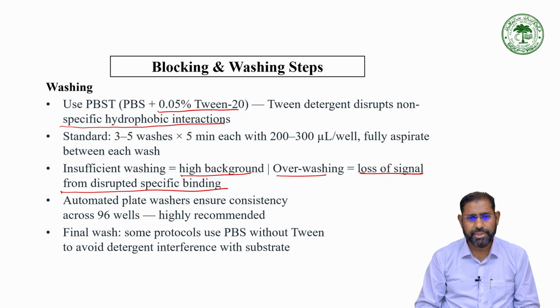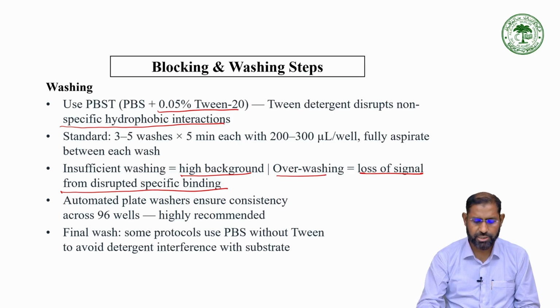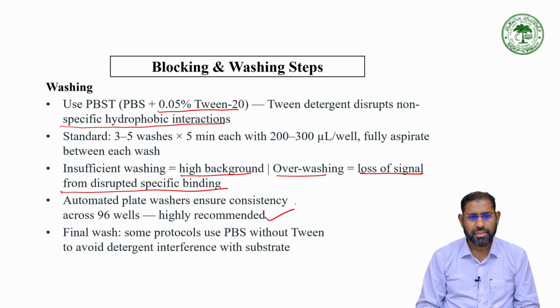Then we use an automated plate washer to ensure consistency across the 96-well plate, and it is highly recommended for ELISA. Finally, some protocols use PBS without Tween to avoid detergent interference with the substrate, and we get high noise.